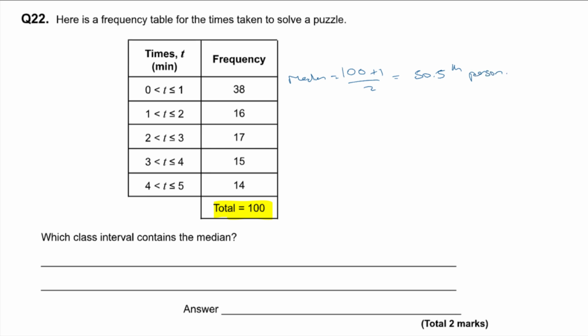Where is this 50.5th person? If I work out cumulative frequency, the first 38 people are in here, so person 1 through 38. The next 16 take me up to 54 in cumulative frequency. So the 39th to the 54th person are in that group, and that means the 50th and the 51st person are in this group here. So which class interval is the median in? It's going to be in the 1 less than t less than or equal to 2 category.